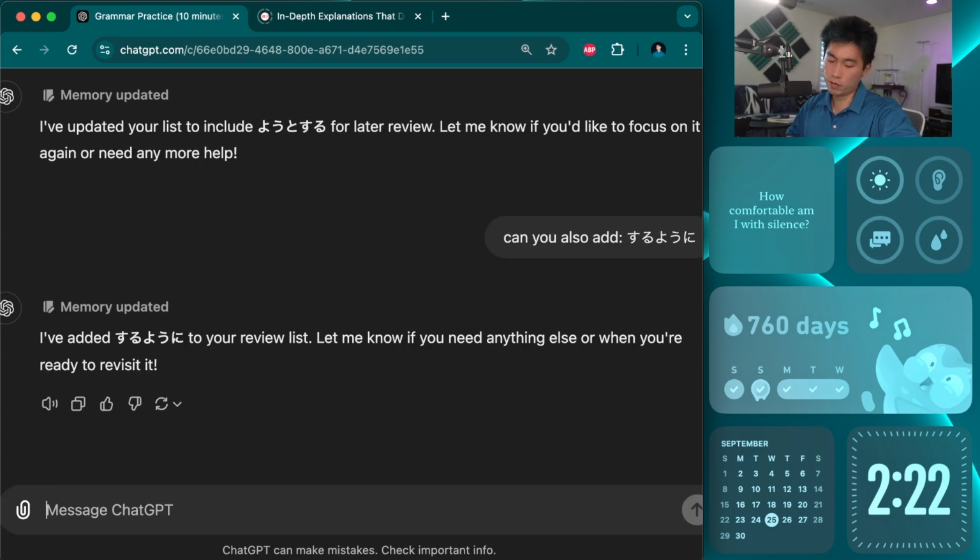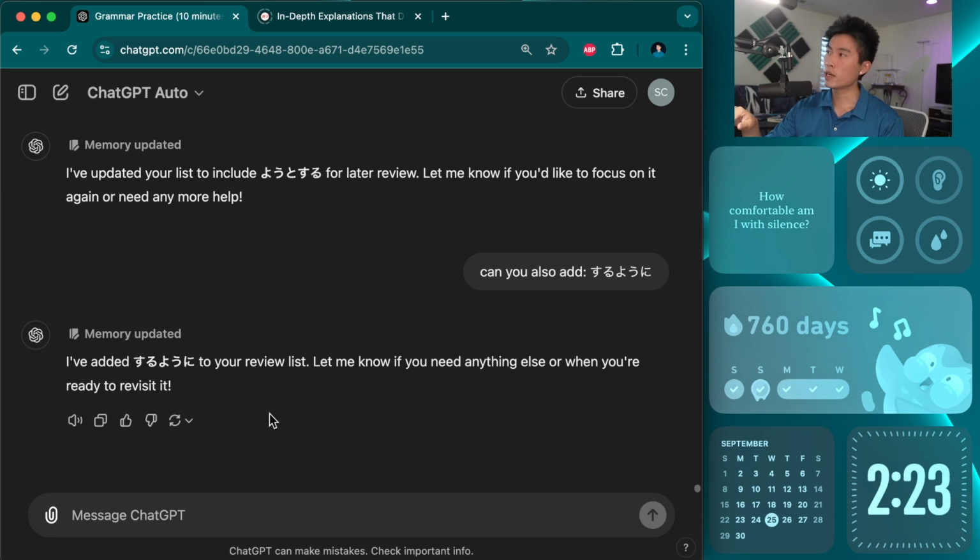Okay, I think 5 minutes have passed since we started. So we're done with grammar for today. We kind of only did one, but that's okay. I think that's a useful one. Let's see. So it's the volitional form, or the let's form, with to, yo to suru.